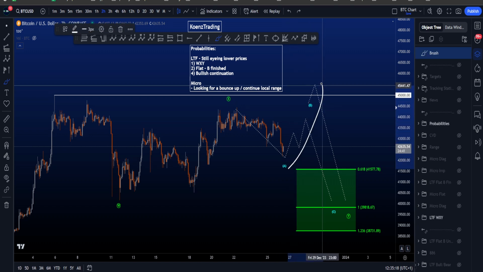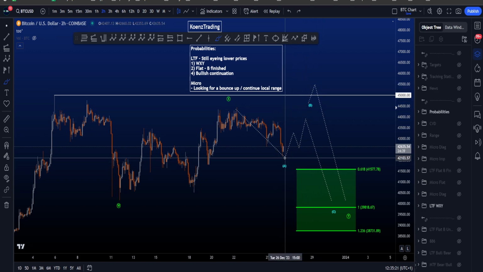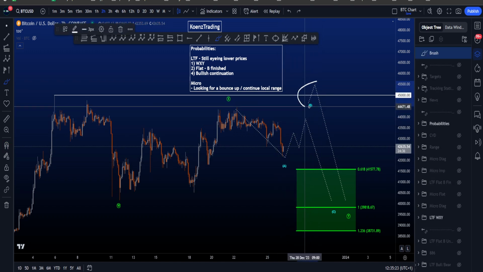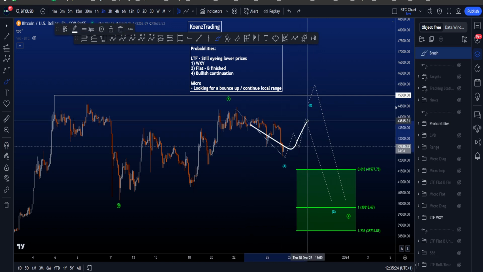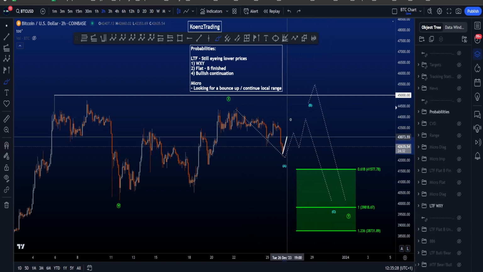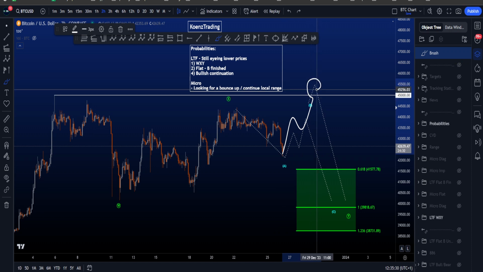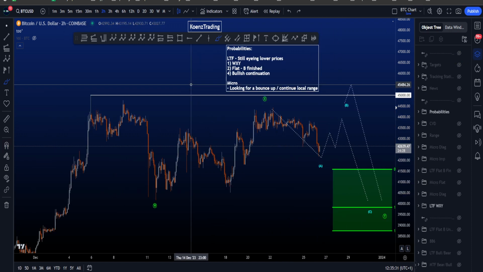That's no problem, or even a bit lower, all fine. But eventually, we're looking for a wave B retracement to the upside, either a zigzag 3-wave structure, or at least a zigzag locally for a wave B down, or a bigger 3-wave structure for a bigger B in a flat, and then a move to the downside.